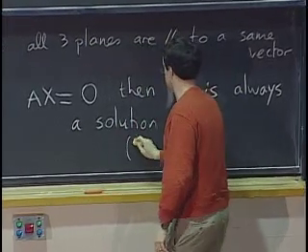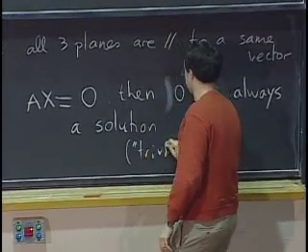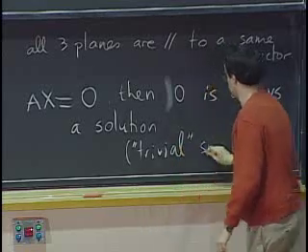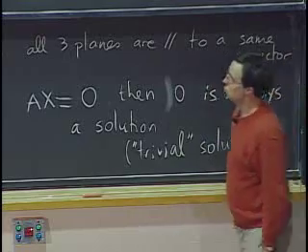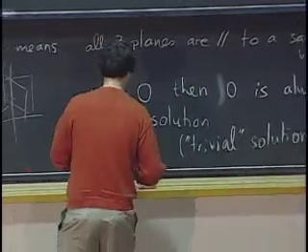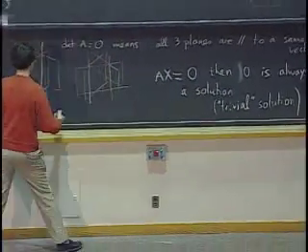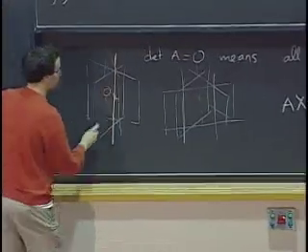It's called the trivial solution. It's the obvious one, if you want. So you know that, and why is that? Well, that's because all of your planes have to pass through the origin.